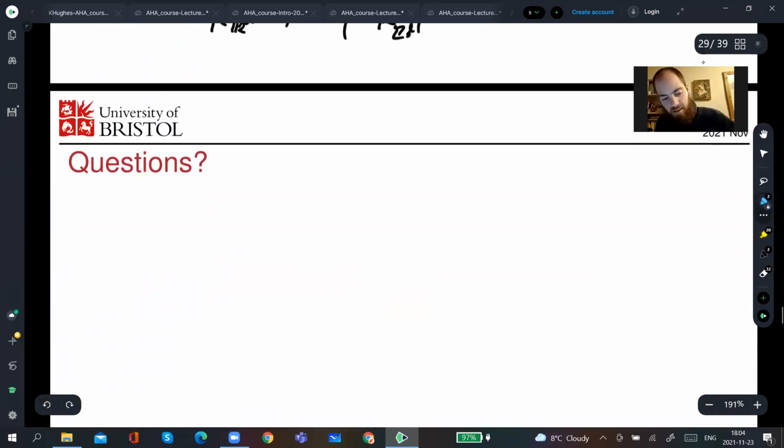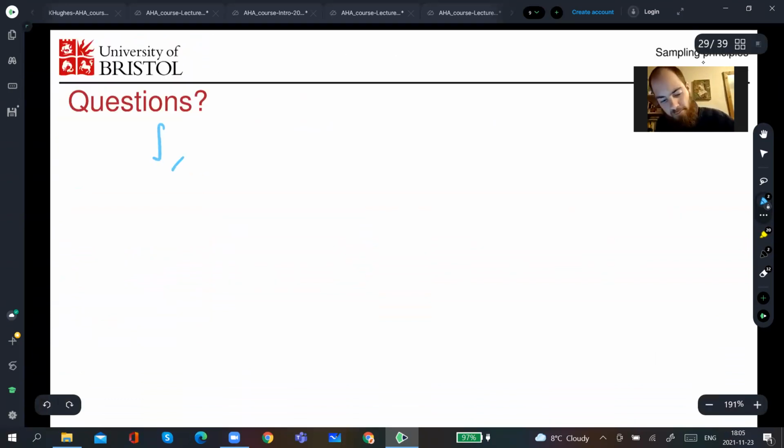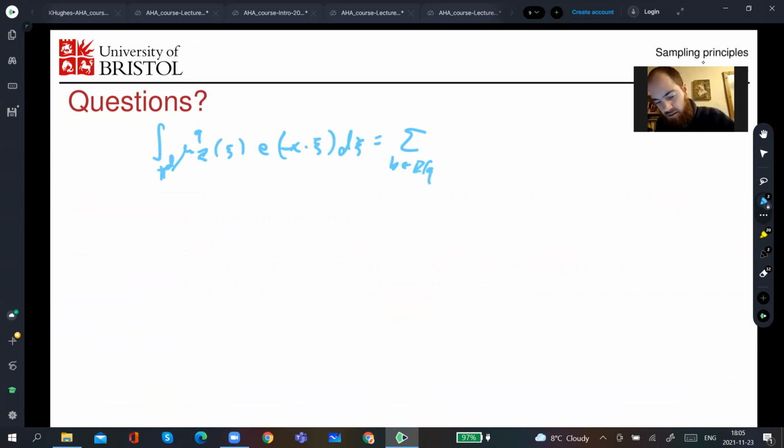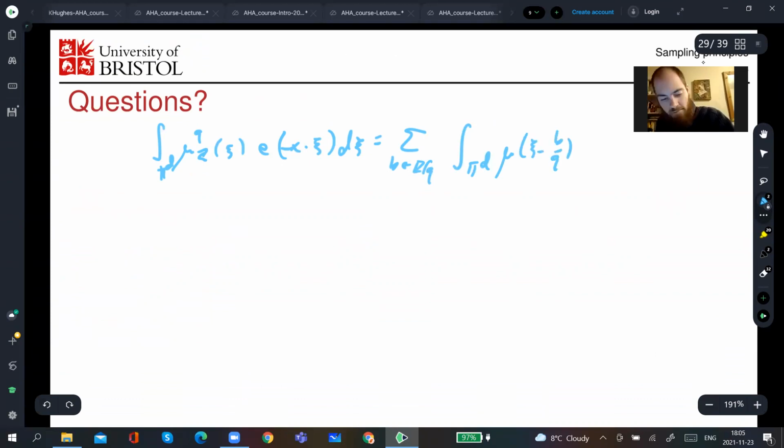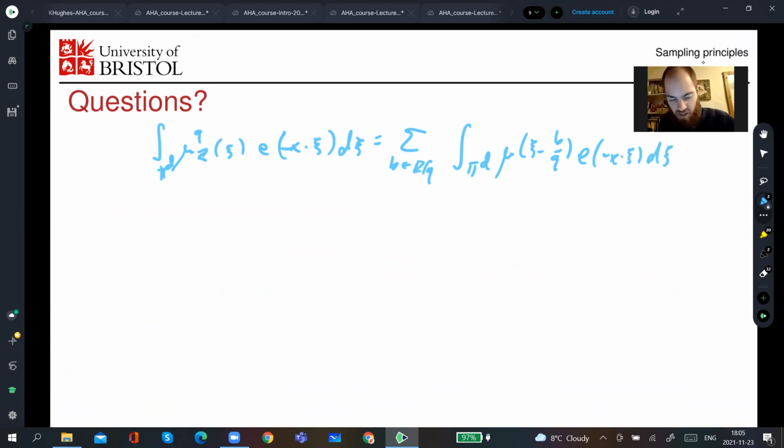So how do you do that? Let's say I look at the integral of mu q of z of c, e of x dot c minus, here, dc. Well, that is the sum over b in Z mod q, and that's over T d, the integral's over T d. So then I integrate over T d, and I see that I have mu of c minus b over q, times e of minus x dot c dc. So I make the change of variables for each of those integrals. It's the sum over b in Z mod q to the d, to be more precise.